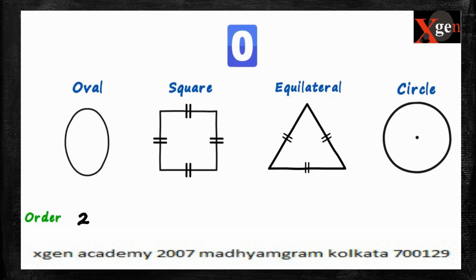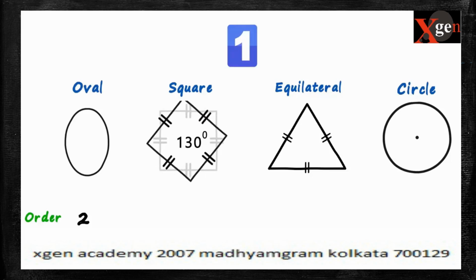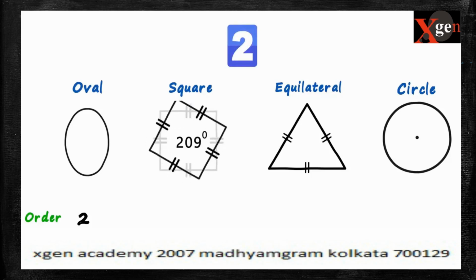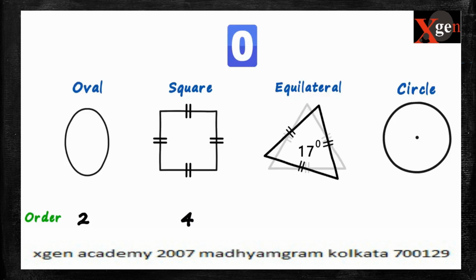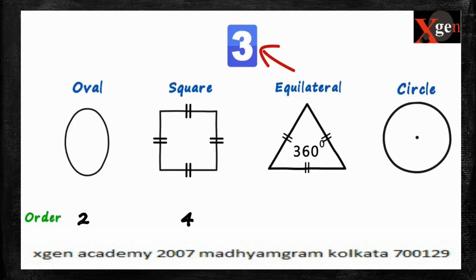Let's start rotating the square now about its center point. 90 degrees, 180 degrees, 270 degrees, and 360 degrees. Clearly, the order of rotational symmetry for a square is 4. Now for the equilateral triangle. 120 degrees, at 240 degrees, and at 360 degrees. 3 times in one complete rotation. The order is 3. And now we come to the circle.